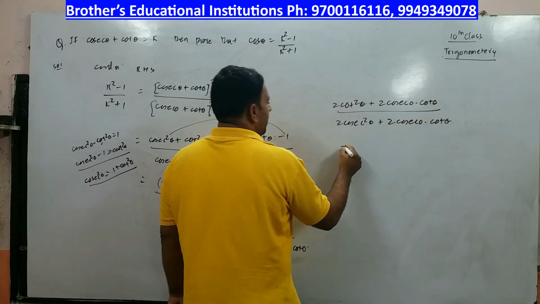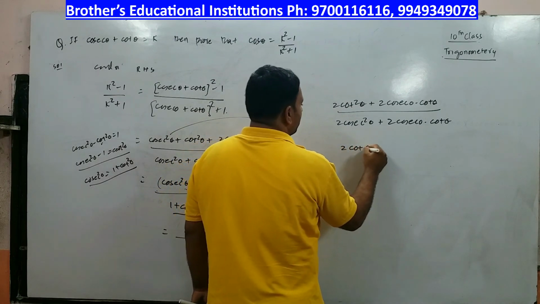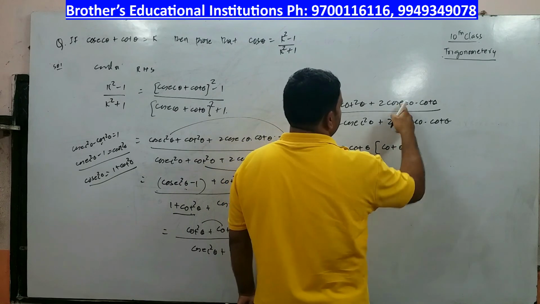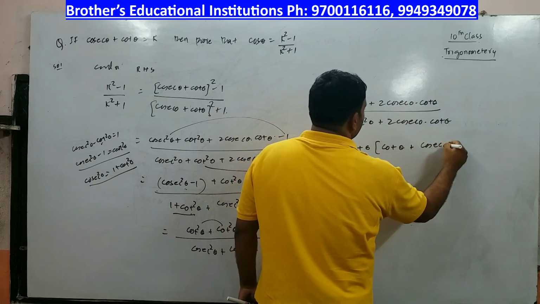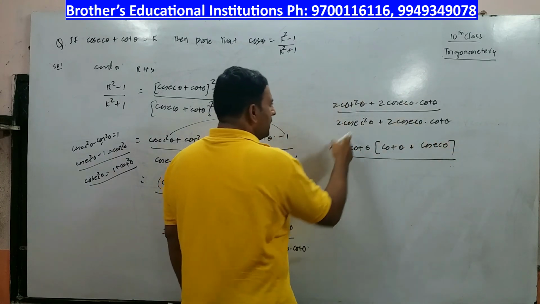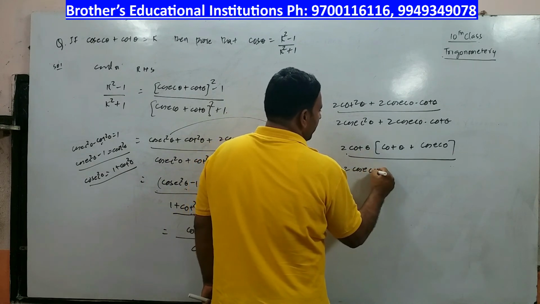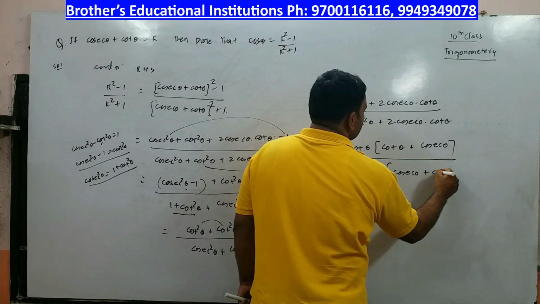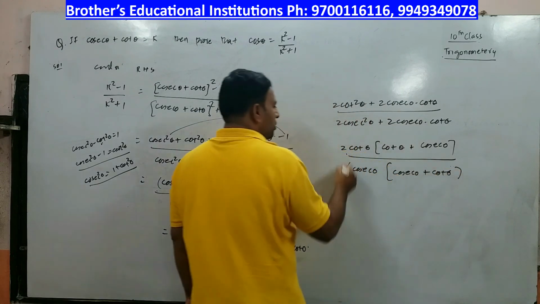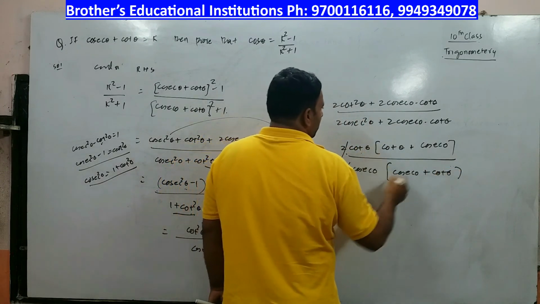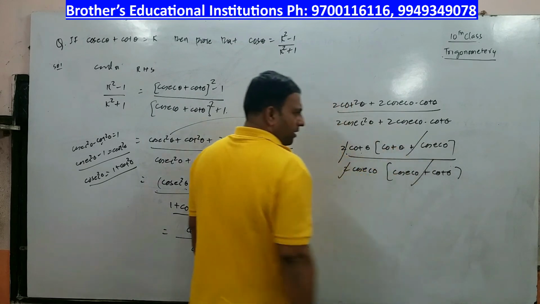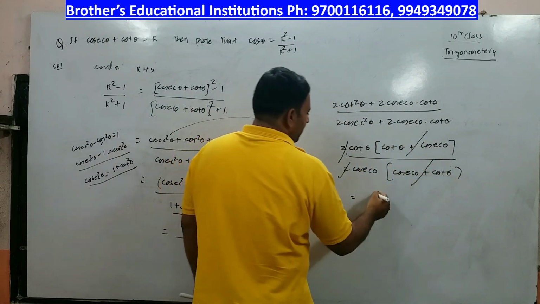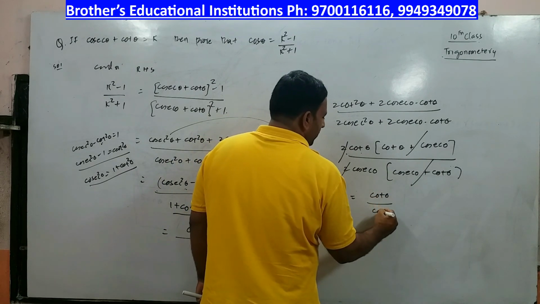Now what can you take common? I can take 2 cot theta common. When you take 2 cot theta common, it is cot theta plus cosecant theta, by I will have to take 2 cosecant theta common. So when I take 2 cosecant theta, it is cosecant theta plus cot theta. 2 and 2 will be cancelled. Now cosecant plus cot and cosecant plus cot both are same, a plus b and b plus a same. That will be cancelled. Now I will write it is cot theta by cosecant theta.